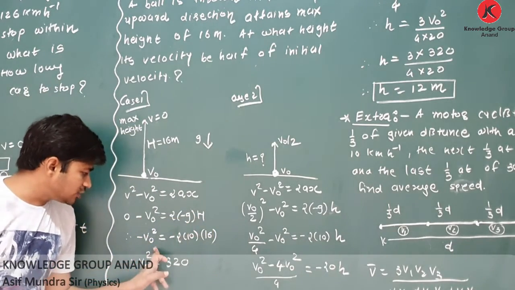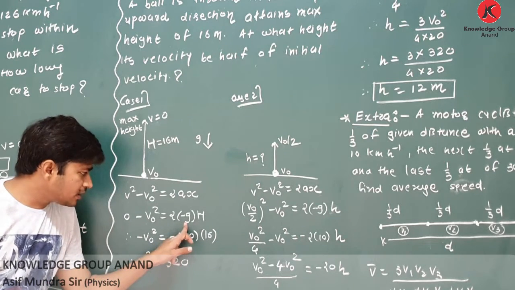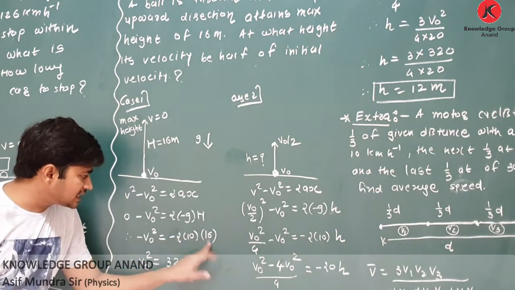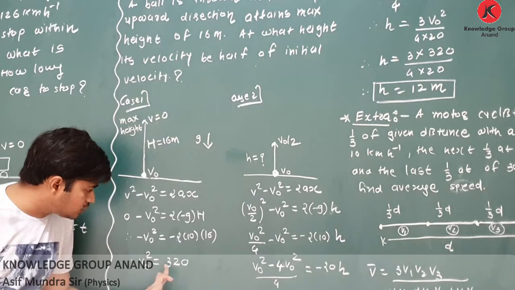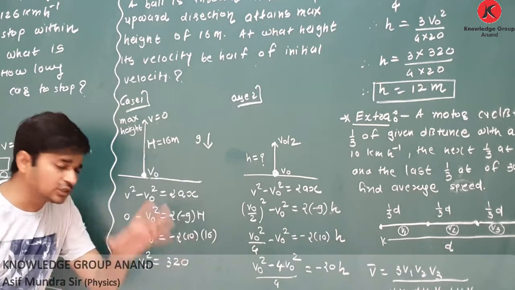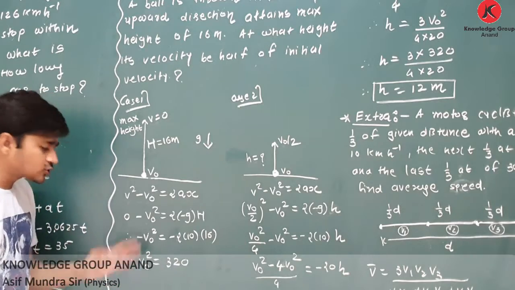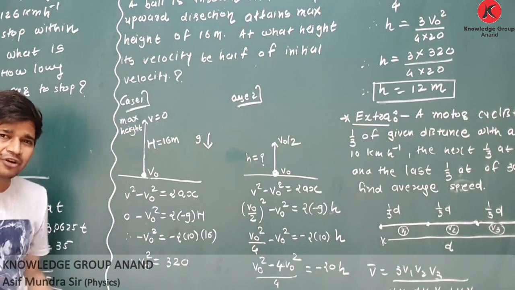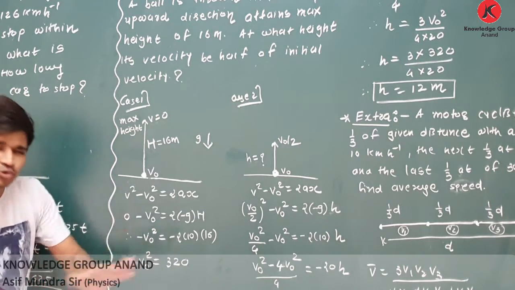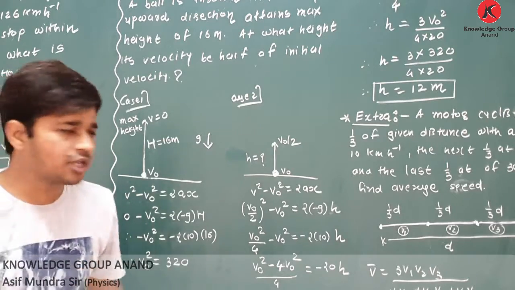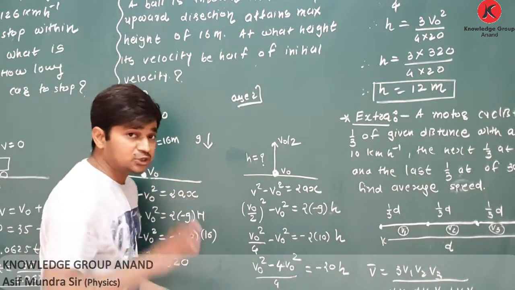So minus V0 square is equal to 2 into g value 10 into h which is 16, so V0 square is equal to 320. V0 square is equal to 320. Should we simplify V0, take the square root of 320? No, not required. V0 square is equal to 320. Keep it as it is.